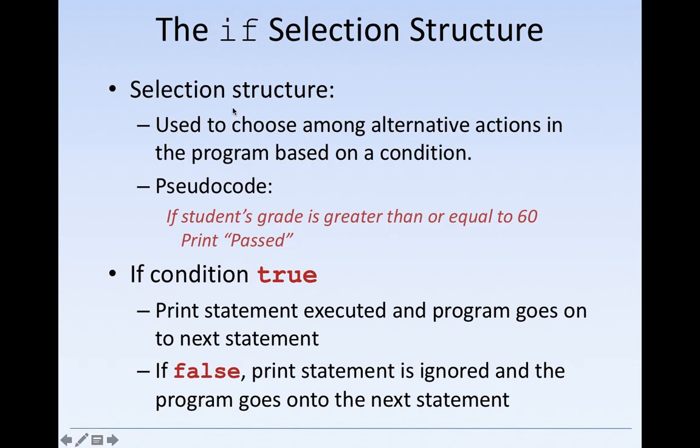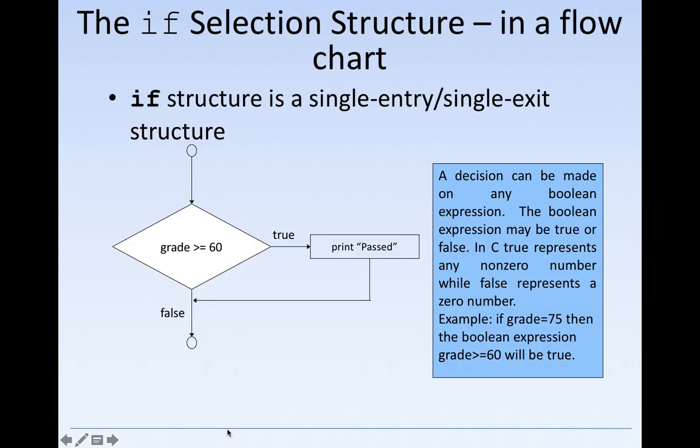So the if selection structure is used to choose among alternative actions or alternative paths. You have to choose one of the paths, okay? In pseudocode, if student's grade is greater than or equal to 60, then print pass. So you're only going to print pass if this was true, which is if the grade is greater than or equal to 60. Okay, if it's false, the print is ignored and the program continues. Okay, so this is an if only structure. So this is only if.